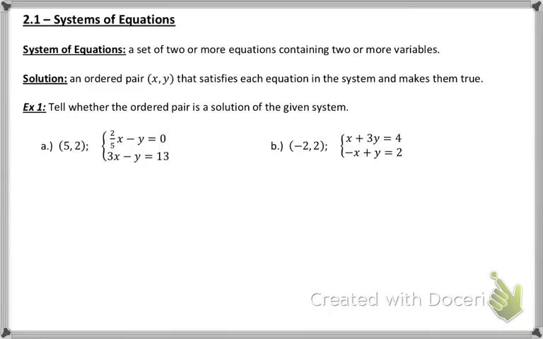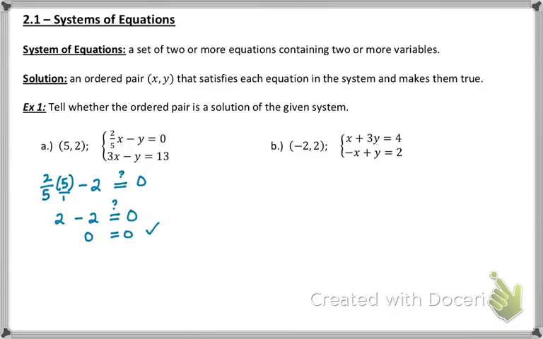So in example 1, I want us to start by determining whether the ordered pair is a solution of the given system. So remember, in order for it to be a solution, it has to satisfy both equations. So let's substitute our ordered pair into the first equation. 5, 2, I'm going to substitute it into 2/5 times 5 minus 2, and I'm going to see if that's really equal to 0. So when I multiply, I have 2 times 5, which is 10, divided by 5 times 1, so 10 divided by 5 is 2, minus 2, and we can see that indeed it is equal to 0, and so this ordered pair 5, 2 is a solution to the first equation.